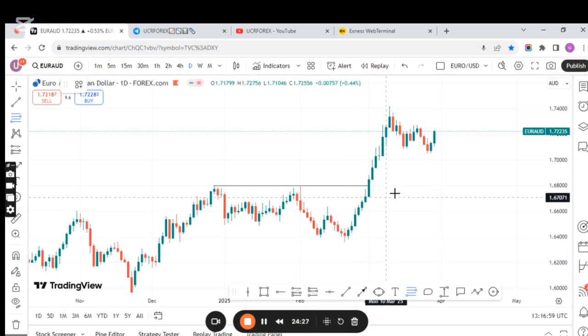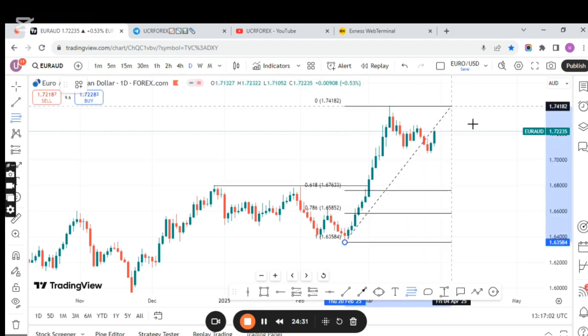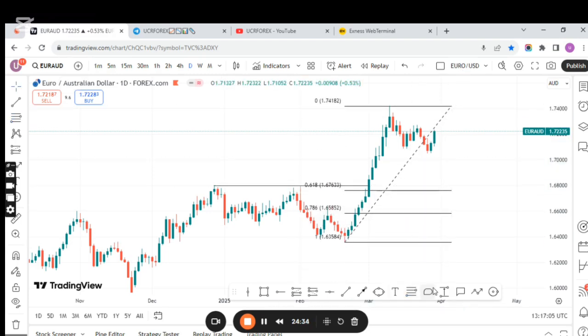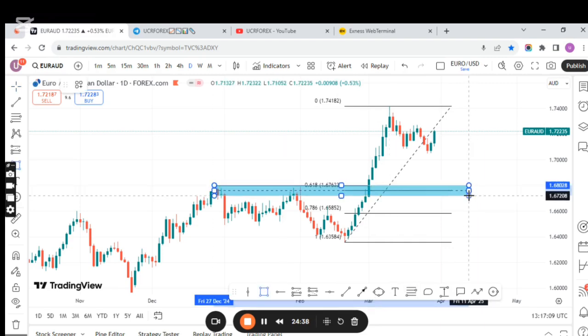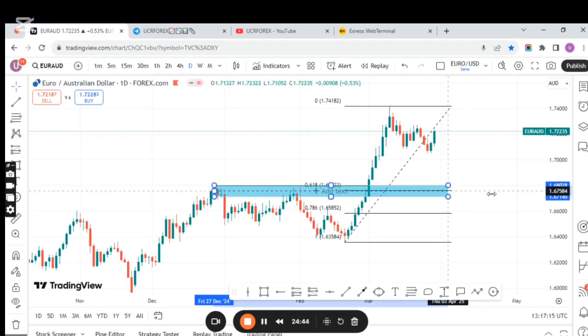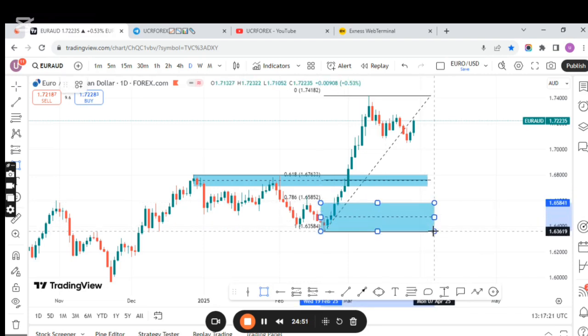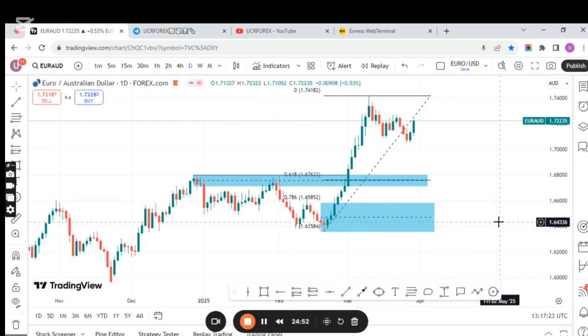So if you actually plot your fib from a particular low and drag it up to a particular high, you can see that this very particular zone is our 61% level. That is, this previous resistance zone turned support is now our 61% level. The next zone there is our 78% zone, which is here. This is our 78% zone, and these are higher time frame key levels.